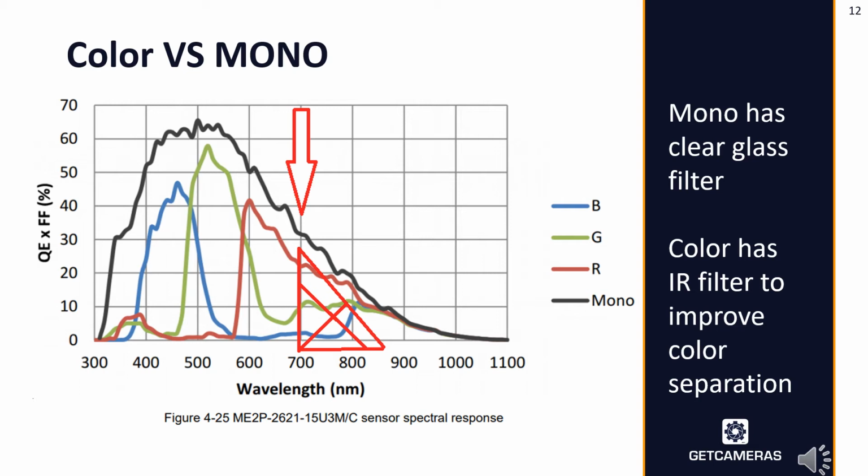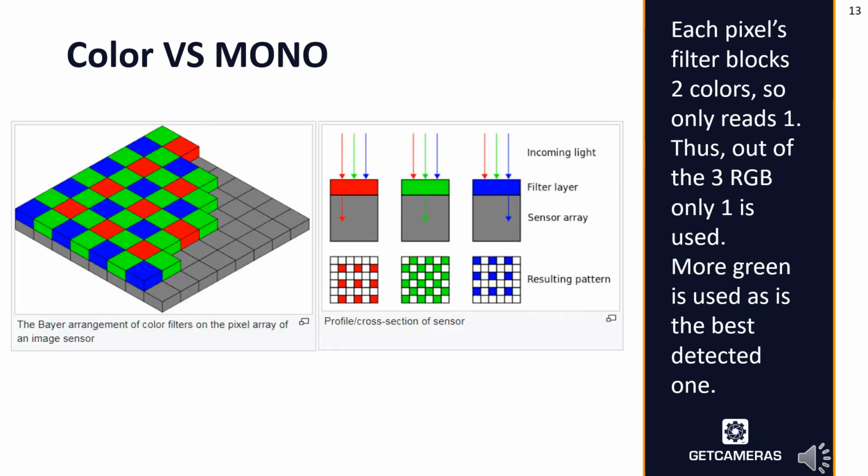If you were to remove this filter, you could actually see near-infrared light, but you would lose color separation in the visible light. So when you need to see and capture near-infrared light, you either use a monochrome camera or a dedicated near-infrared camera. Let me explain to you how a color camera works.